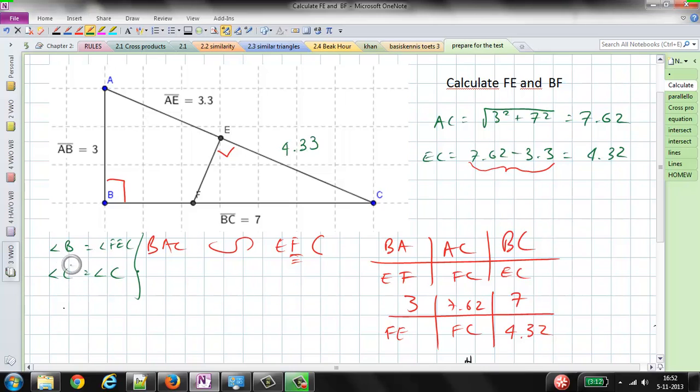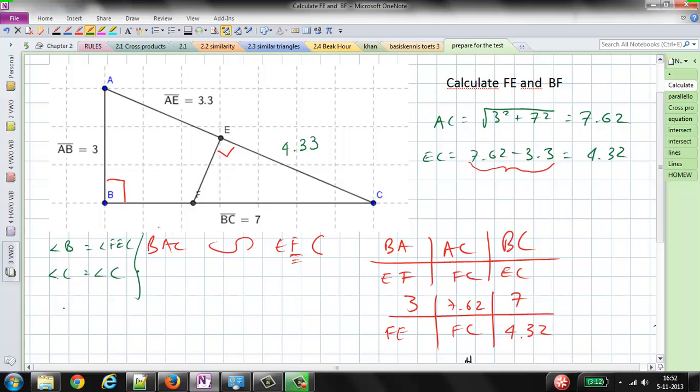I've got this angle B equal to angle FEC, which is also 90 degrees. That's equal. And both triangles share this point C, so angle C equals angle C. Therefore, we can conclude that triangle BAC is similar to EFC.